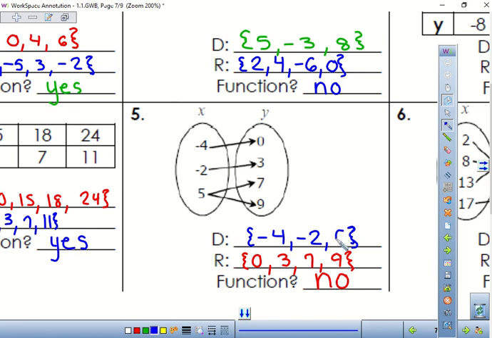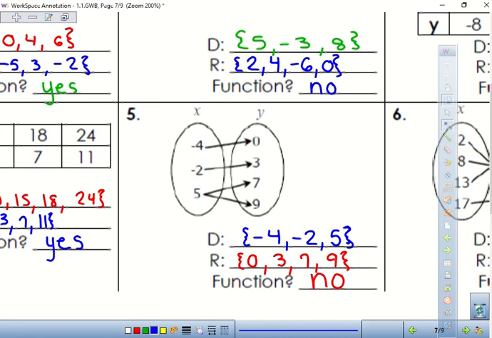Compared to the other ones, what's different about the domain in both these cases? It's smaller than the range. And they're both not functions, right? You see that? Okay, so that's another indicator. If the domain is smaller than the range, that's an indicator that we need to look and make sure that it's not a function. It's probably not a function.